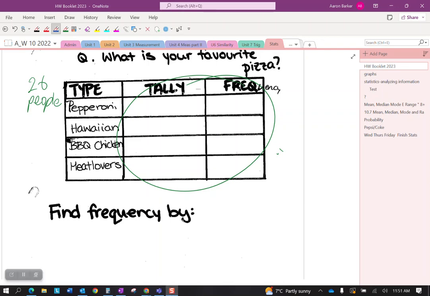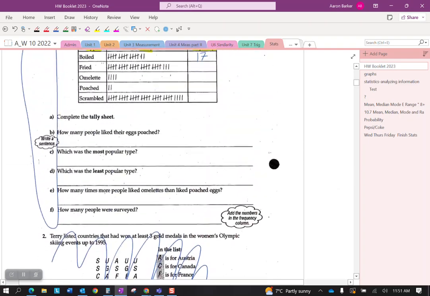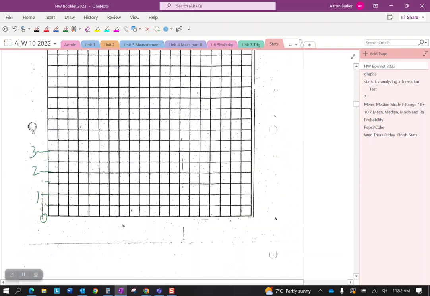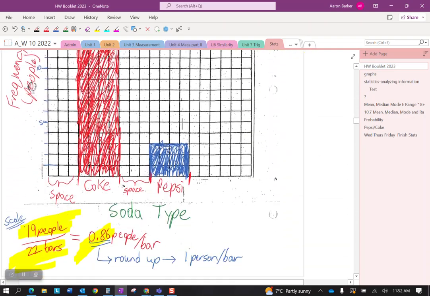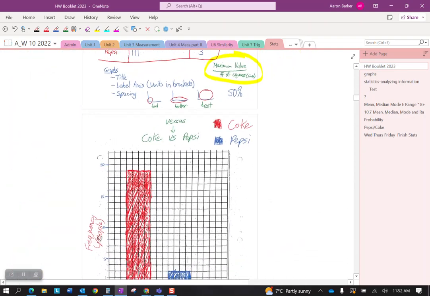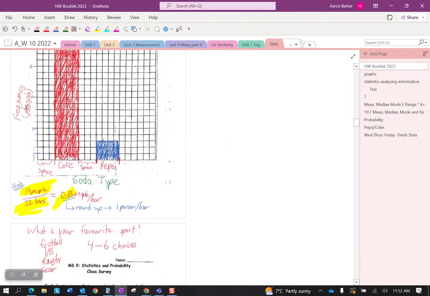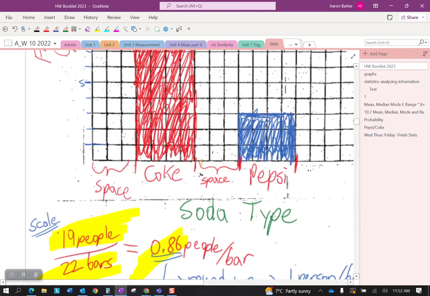Let's review the graph real quick here. A couple of things I didn't talk about, which I think we should. Number one, first of all, there's a title. You must have a title on your graph. You should use different colors with a legend, and I have my pencil crayons out for you to use right here. You should also have a space between each bar.